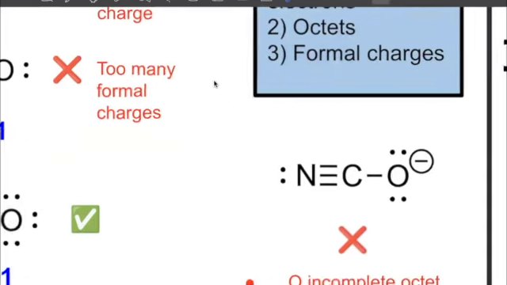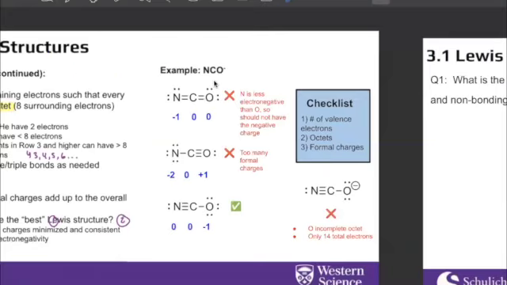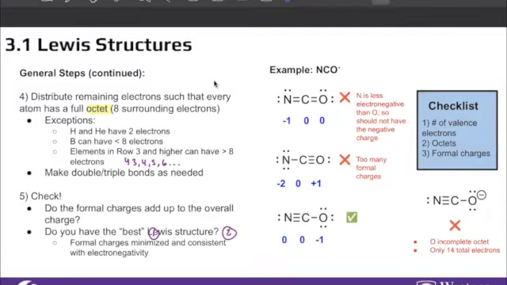Also, if you look at oxygen, we have 2, 3, 4, 5, 6 electrons around it, so we have an incomplete octet, and so it's also wrong for that reason.